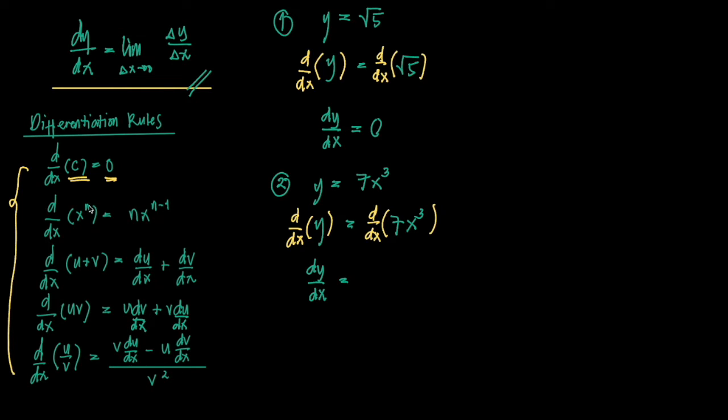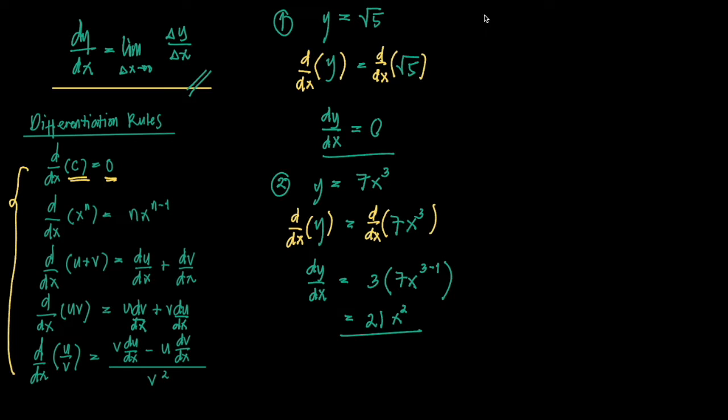But we can use this second rule, which is the power rule. So the power rule states that the exponent will be brought down here. So the exponent here is 3. So we multiply 3 to this term. So 3 times the same, 7x raised to 3 minus 1. So if we simplify this, this would become 21x, and 3 minus 1 is 2. So this is now our derivative.